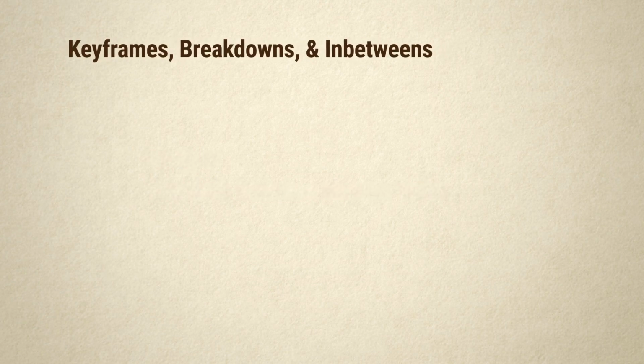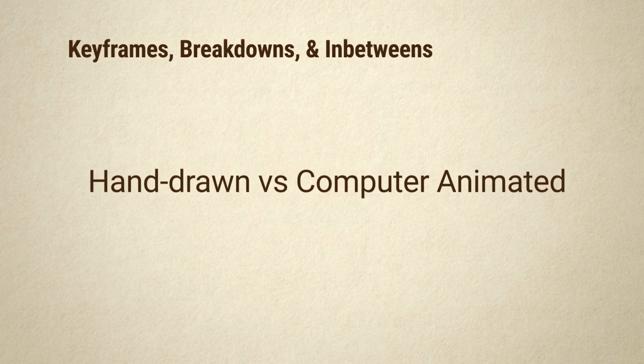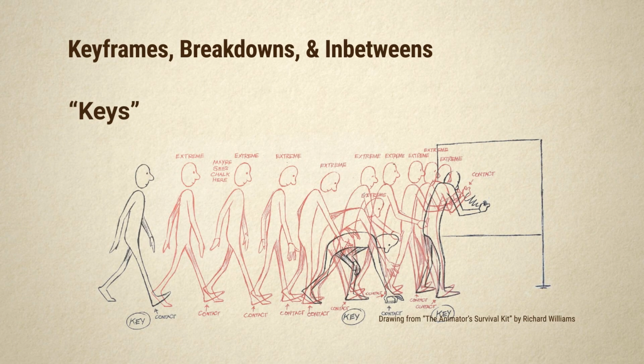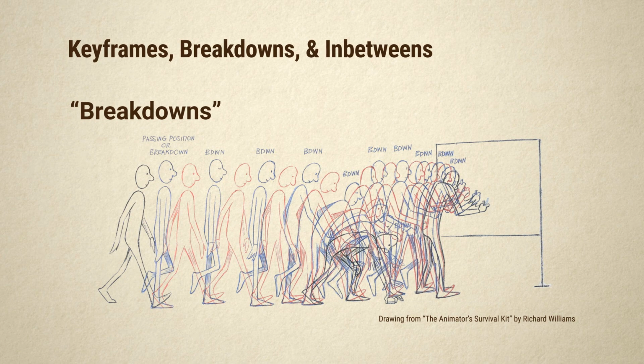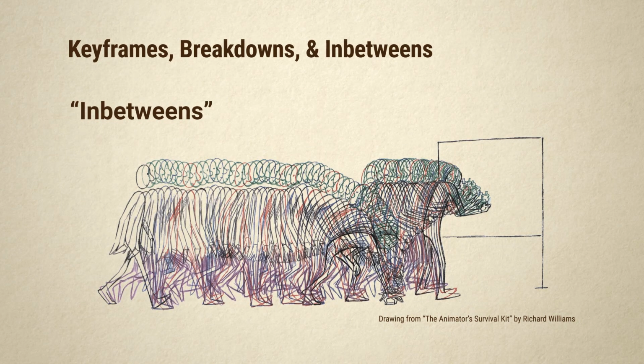Keyframes, breakdowns, and in-betweens are important terms, but they mean slightly different things depending on the type of animation you're doing. In hand-drawn animation, keyframes, or just keys, are the major important poses that define the scene. Breakdowns come between keys and define what the motion from key to key will be. In-betweens are all the frames that come in between to smooth out the motion.